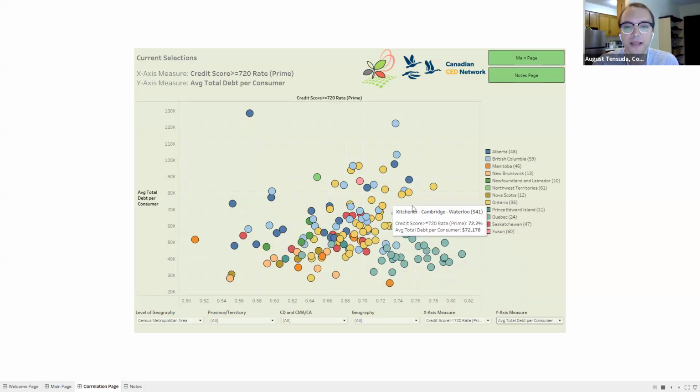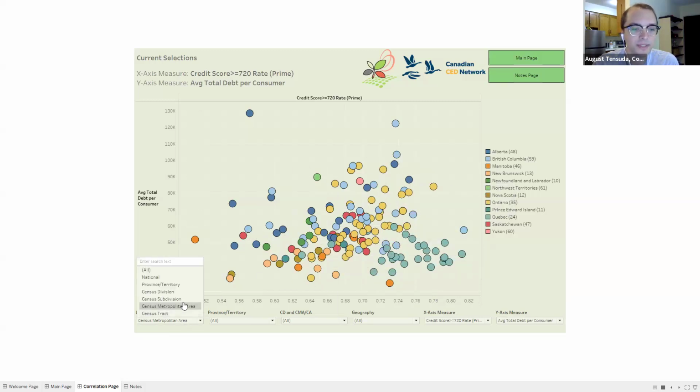Whereas all these other groups, like if we take a look at British Columbia, for example, British Columbia is more spread out in their CMAs. So their CMAs have more of a spread in the credit scores and more of a spread in the average total debt per consumer.